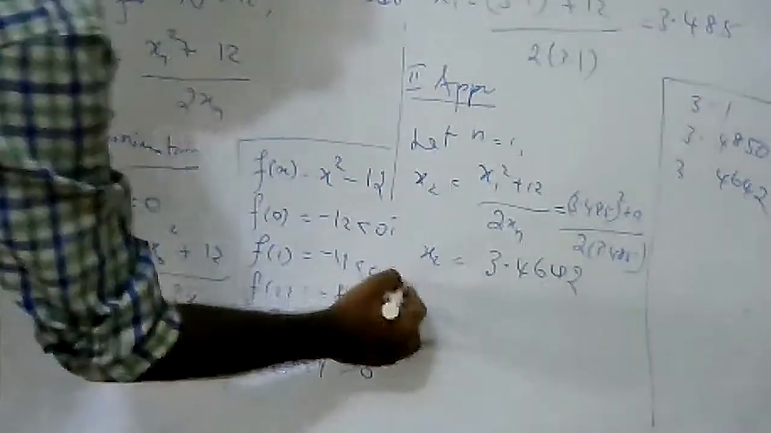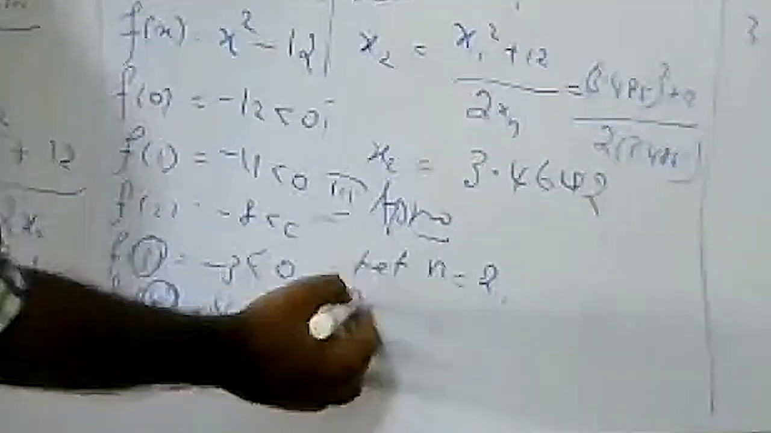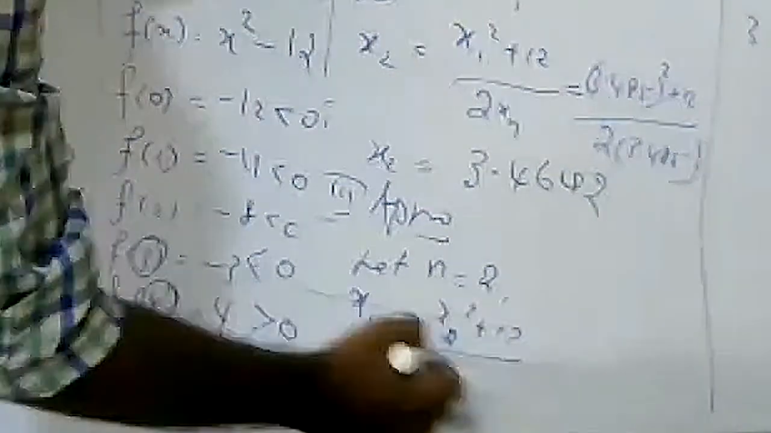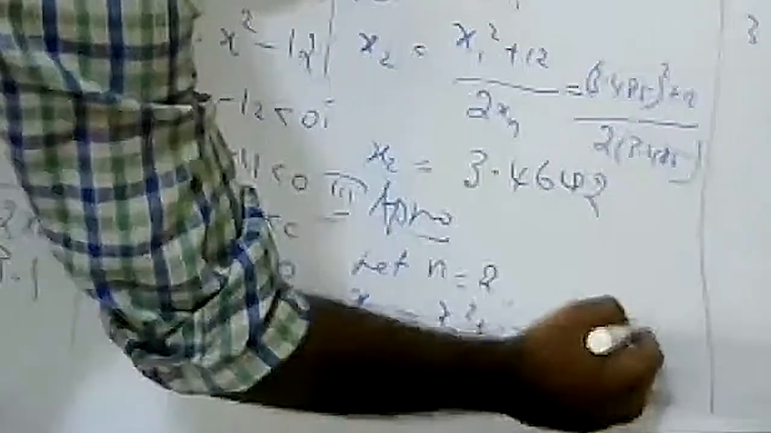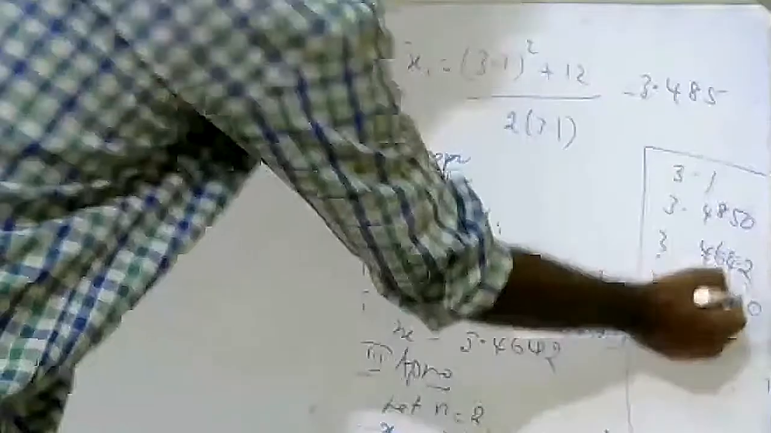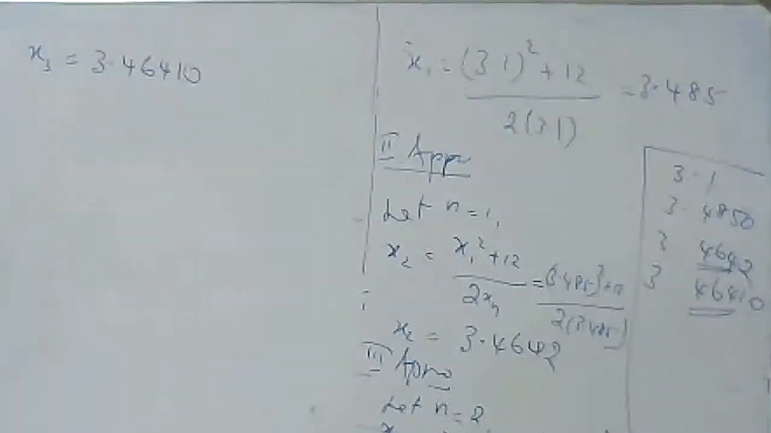Next, the third approximation, n equal to 2. So x3 equal to x2 square plus 12 divided by 2x2, which is nothing but 3.4642 the whole square plus 12 divided by 2 into 3.4642. What's the value? 3.46410. So it has come up to 3 decimal places. One more: here there is a 2, there is a 1. So you have to go for the next approximation.